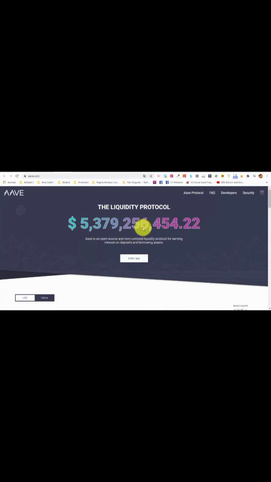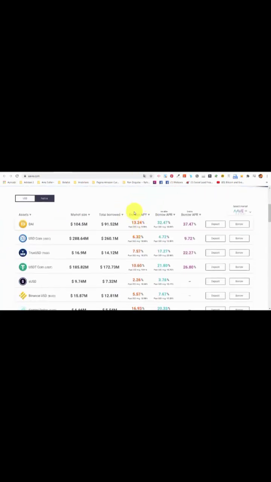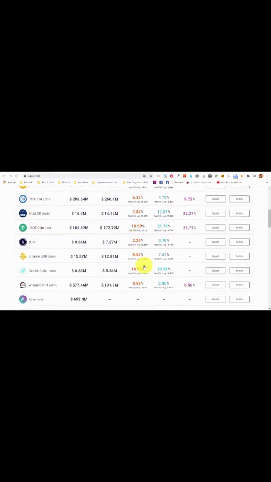What's interesting to see is that it's a non-custodial liquidity protocol. Generally people consider it to be higher risk if it's non-custodial, and the reasons are obvious why. Okay, but just have a look at Aave, and if you scroll down, you can see the potential returns that you can get for different assets or different tokens and coins, and they are pretty decent.